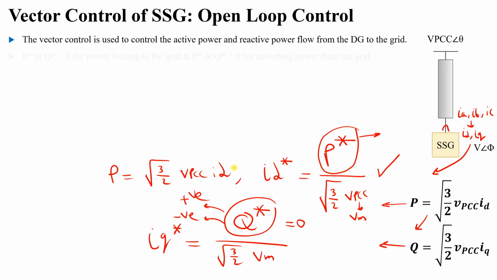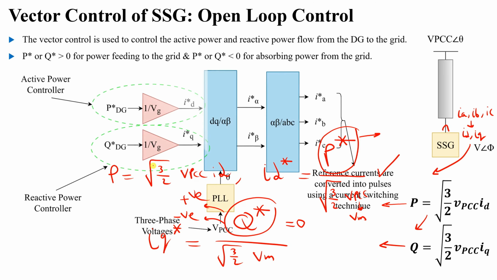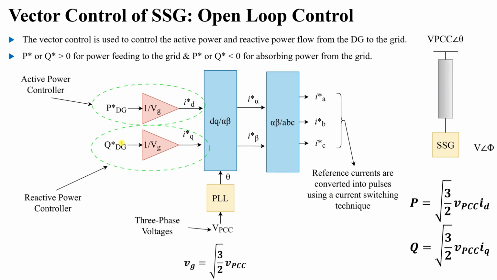Let's translate this. If you take P reference and divide it by root 3 over 2 VPCC, you can see P reference divided by VG. VG here is our root 3 over 2 VPCC, as you will see right now. You will get the reference current. Similarly for Q, you will get IQ reference. Let's delete this. You will see this point. VG is root 3 over 2 VPCC, which is Vmax. Now we have the two reference currents.